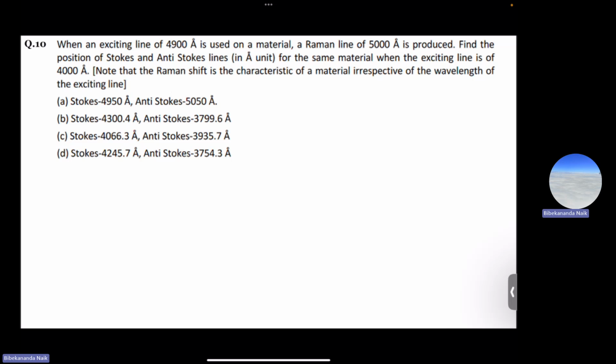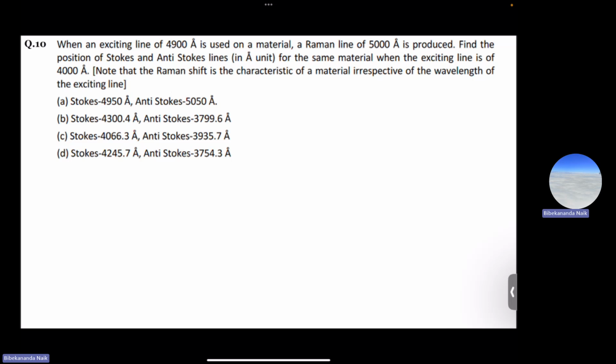Note that the Raman shift is the characteristic of a material irrespective of the wavelength of the exciting line. Here the options are: option A, Stokes 4950 Angstrom, anti-Stokes 5050 Angstrom. Option B, 4300.4 Angstrom, anti-Stokes 3799.6 Angstrom. Option C, Stokes 4066.3 Angstrom, anti-Stokes 3935.7 Angstrom. Option D, Stokes 4245.7 Angstrom, anti-Stokes 3754.3 Angstrom.